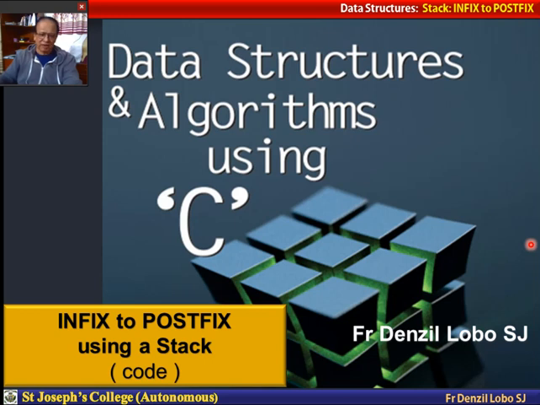Data structures and algorithms using C. In this session, we will be dealing with the conversion of infix to postfix using a stack. So we have already done that. We know how to convert infix notation to postfix. Now we will look into the implementation of this program. So let us see.